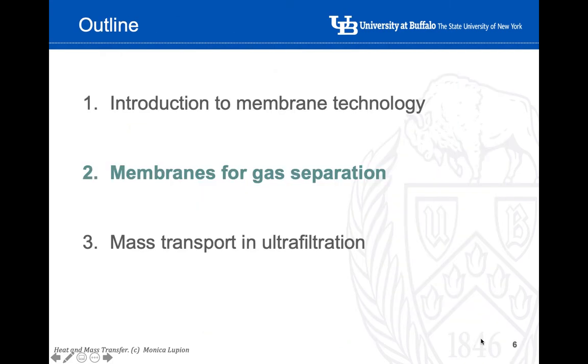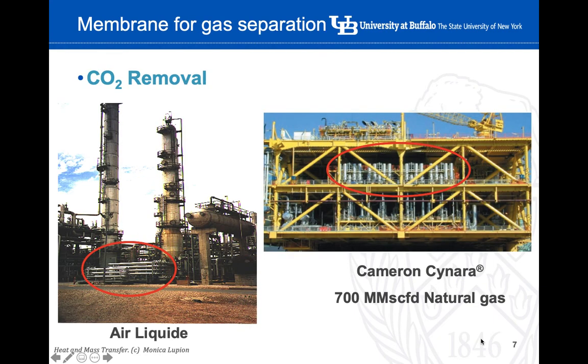Let's begin with the first example, membranes for gas separation. This is a clear example of how we can separate two different elements in gaseous form or gaseous state. Starting with the example with the picture on your right, this is a natural gas extraction field offshore. That means that this is a platform and we are in the middle of the sea extracting natural gas.